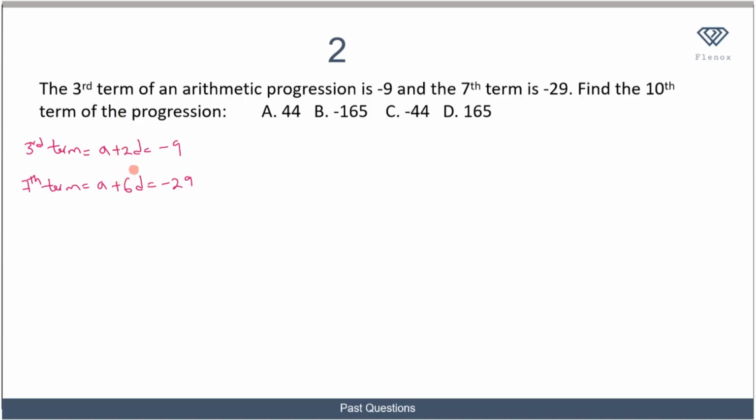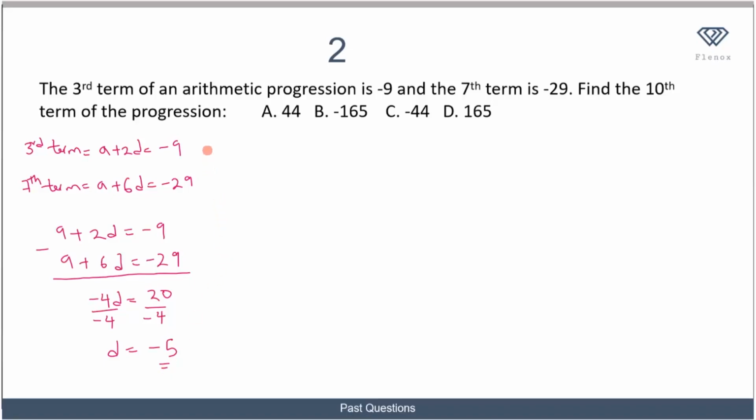To find the 10th term, we first need to find the first term and the common difference. When we have two equations like this, we can use simultaneous equations to calculate the values of both a and d. I'm going to use the elimination method. When I subtract equation 2 from 1, a minus a is eliminated. 2d minus 6d gives me minus 4d. And I have minus 9 minus minus 29, which gives me minus 9 plus 29, which gives me 20. If I divide both sides by minus 4, I get my common difference to be minus 5.